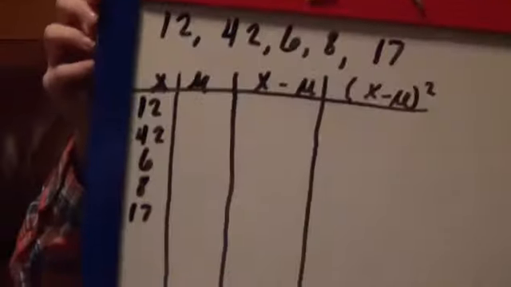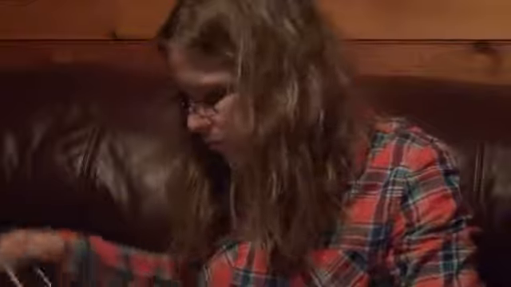So to begin, I'm going to write down our x's. We have 12, 42, 6, 8, and 17 in our first column. So in our second column, what we'll have to do is find the average of those numbers. So we have 12, 42, 6, 8, and 17. That gives us 85. And if you count, we have a total of 5 items in our list of numbers. So our average is 17. So beside every number in the x column, we will write a 17.